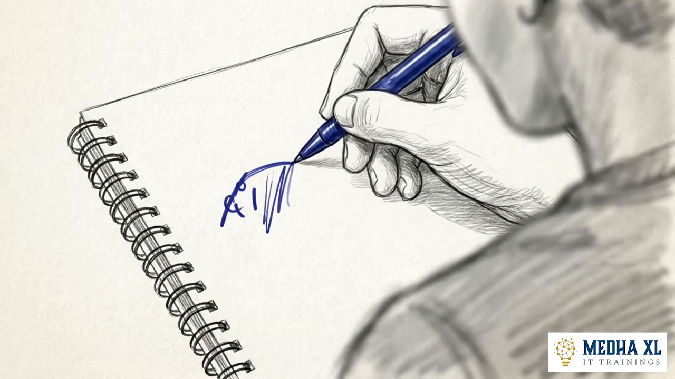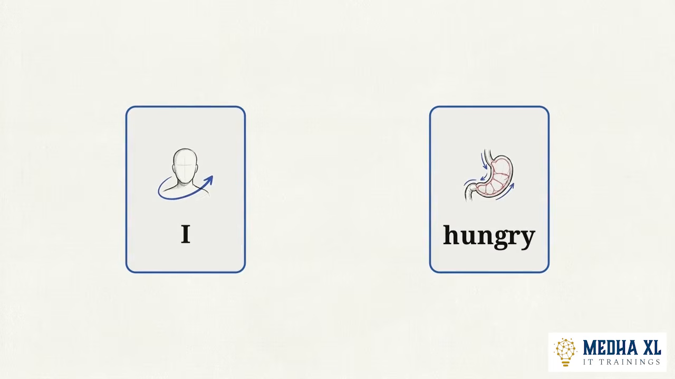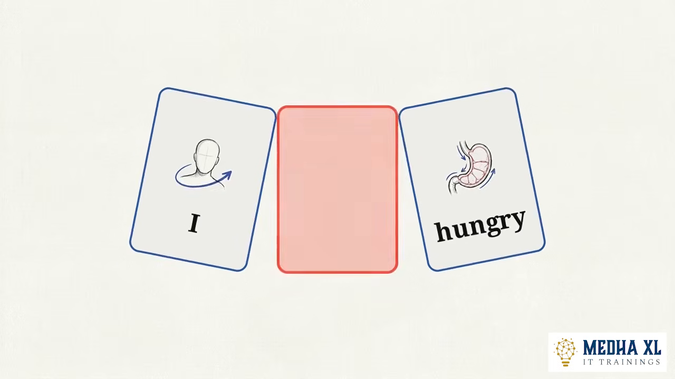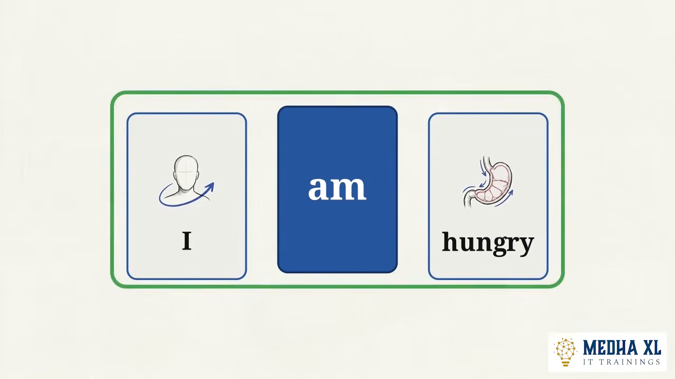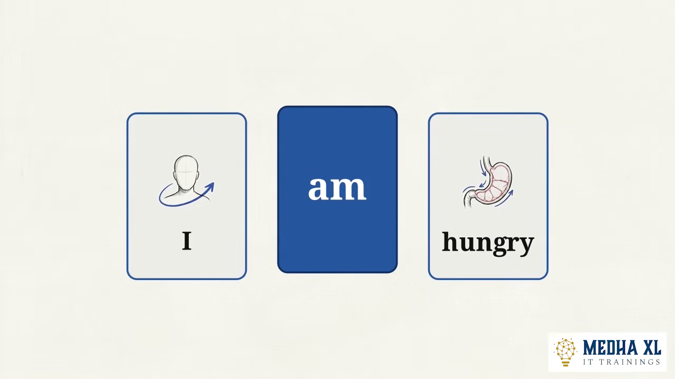what you are doing. A common mistake is dropping the helping verb and saying, I hungry. Without that middle piece, the structure of the sentence collapses. That helping verb, am, is the essential load-bearing pillar. It holds the subject and the state together, ensuring your message is complete.